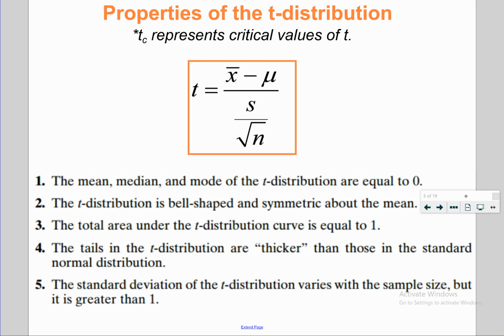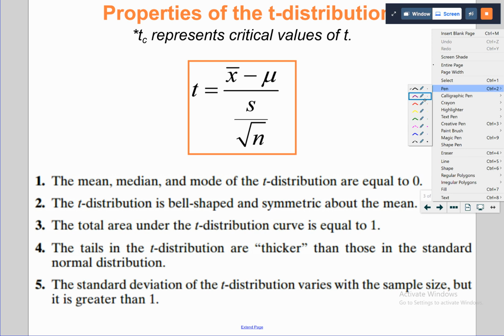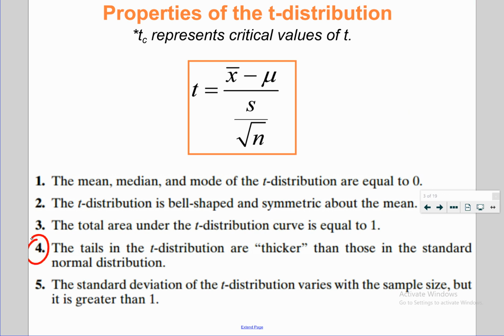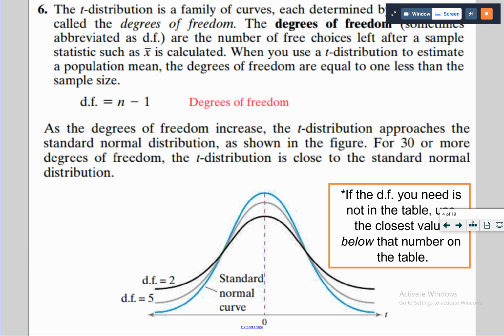Now, one of the bigger differences is the tails. So the far ends of the curve are going to end up being thicker. When we say thicker, we mean they're further above the x-axis. They're going to be wider on that area. The standard deviation of the t-distribution varies with the sample size, and that's that s over square root of n that we kind of talked about already with our z-scores.